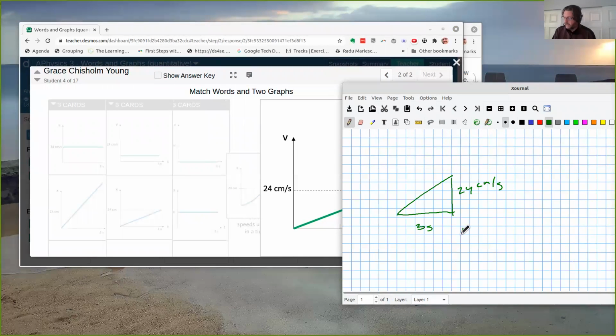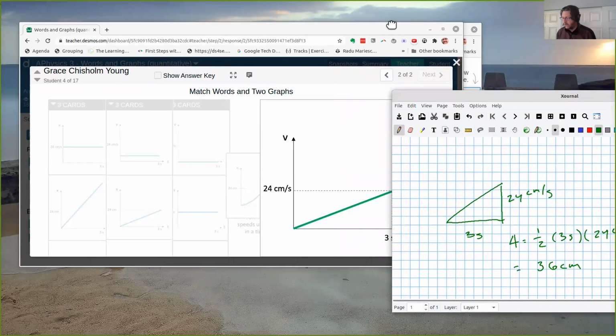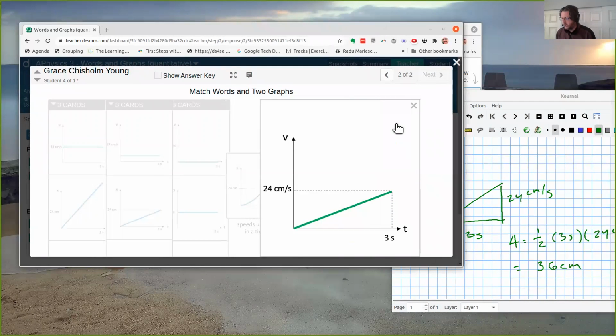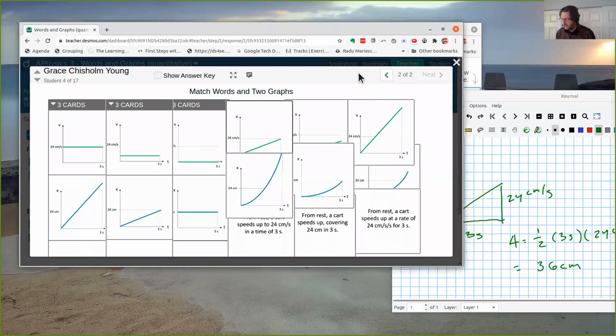The area of that is 1/2 times the base, which is 3 seconds, times the height, which is 24 centimeters per second. That is 1/2 of 24 is 12. 12 times 3 is 36 centimeters. So that particular velocity graph matches with having traveled a total of 36 centimeters. And it has to be curved to get there. Okay, let's look at the rest of those position graphs now and see if one of them works.